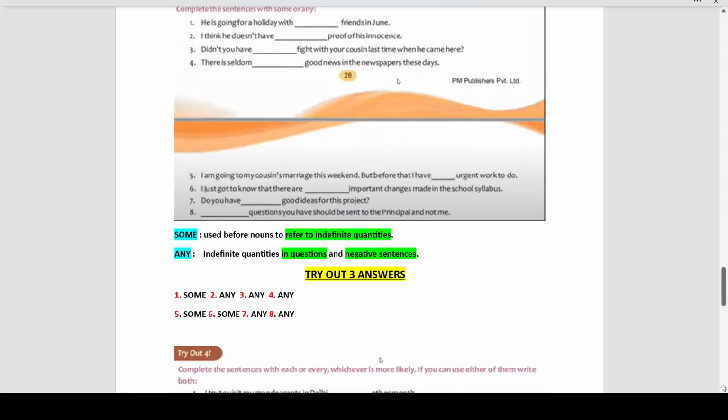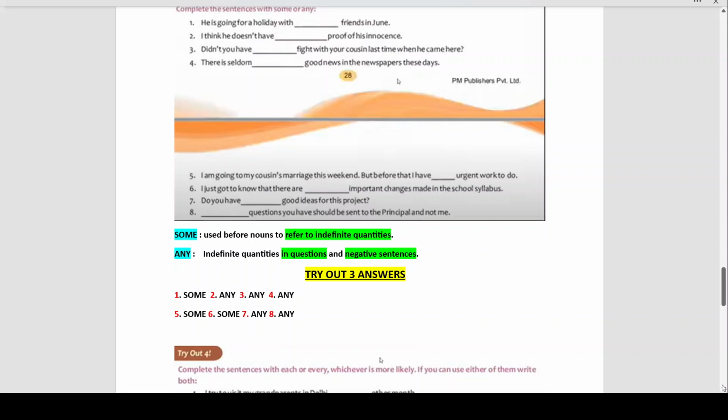Number one, he is going for a holiday with dash friends in June. Now, do we know the number of friends? We do not know. So we will write: he is going for a holiday with some friends in June. Number two, I think he doesn't have dash proof of his innocence. Now, this is a negative sentence. I think he doesn't have. Doesn't have is a negative sentence. I am thinking that the answer is definitely negative. He does not have any proof of his innocence.